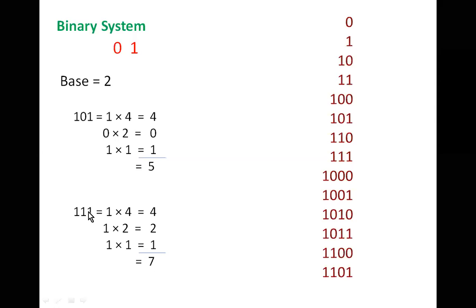In the same way, for 111, 1 into 4, the weight associated with the third digit is 4. This 4 is nothing but 2 squared. Otherwise you can think like this: the weight for the first digit is 2 power 0, then 2 power 1, 2 power 2. 2 power 2 is nothing but 4, and 1 into 4 is 4. This 1 into 2 is 2. What is the weight associated with this middle one? This is the second digit, 2. And the weight associated with the first digit is 2 power 0, which is 1. If we add up all these 3 numbers, 4 plus 2 plus 1, we get 7. So the count 111 in the binary system becomes 7 in the decimal system.